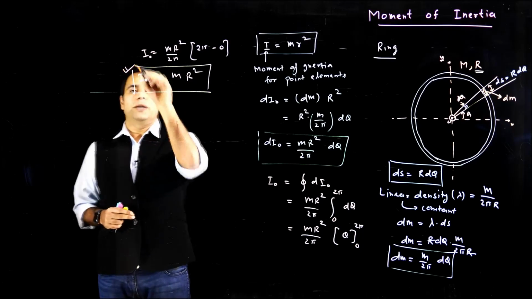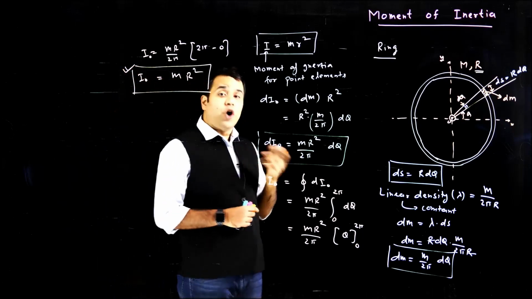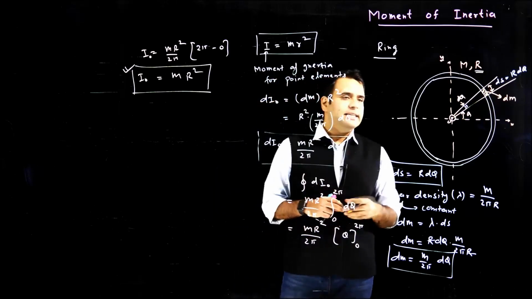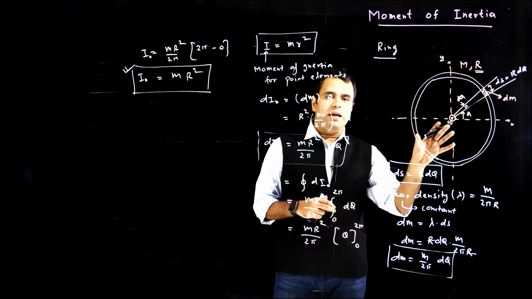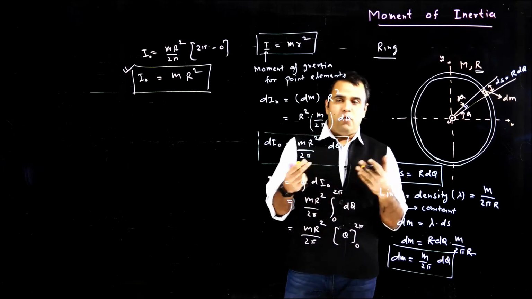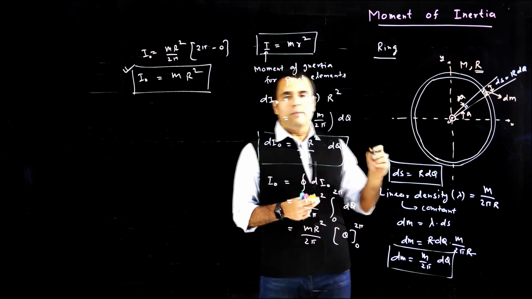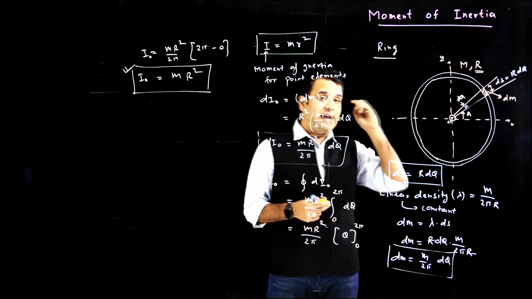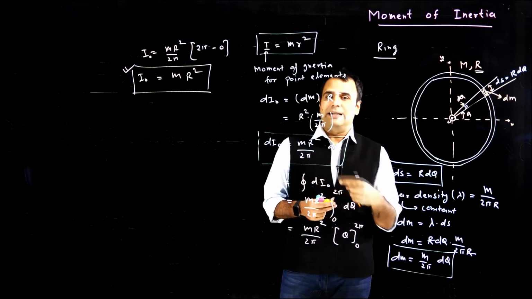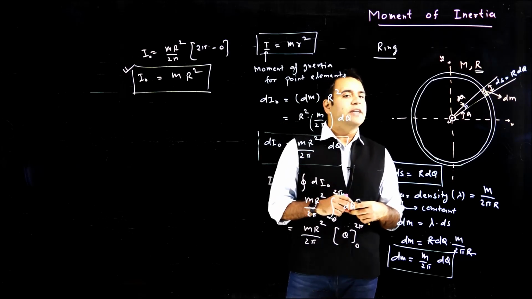So this becomes the moment of inertia for the ring, but not for all the axes. This is the moment of inertia for the ring about the axis which is perpendicular to the plane of the ring and passing through the center of mass. Like when there is a wheel, the wheel performs its motion about its center of mass. So when we calculate the moment of inertia for the ring about the axis passing through its center of mass, this will be the moment of inertia.